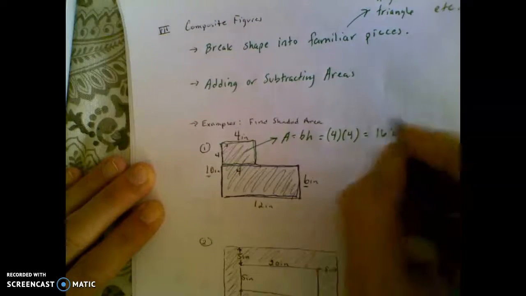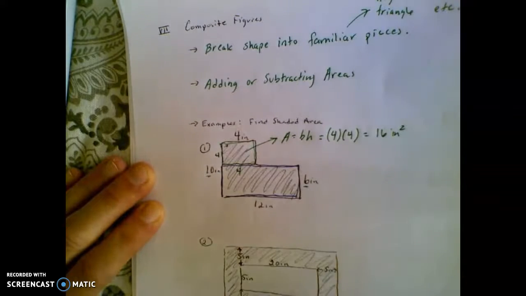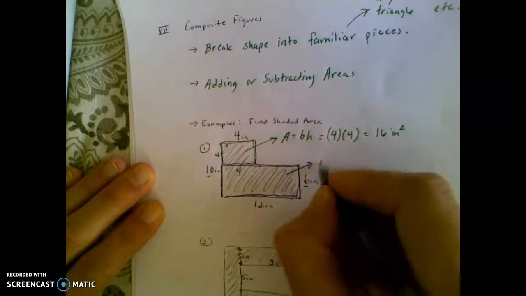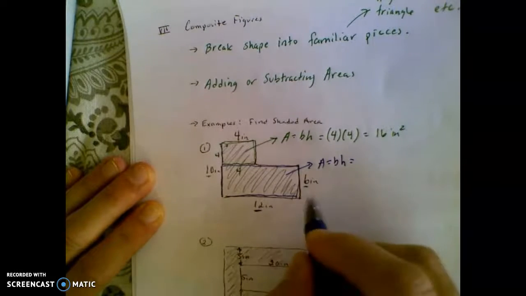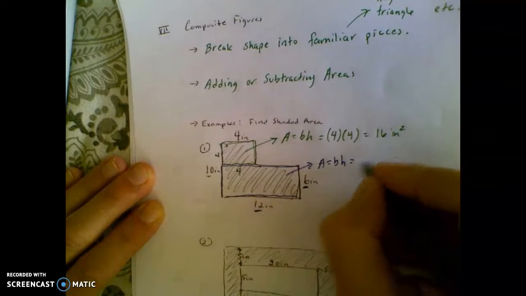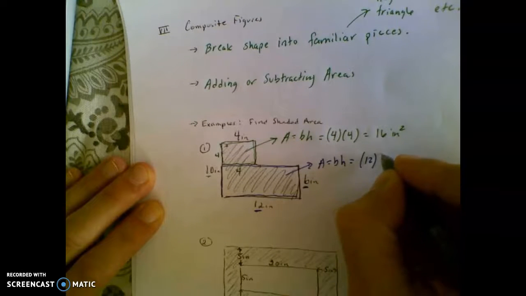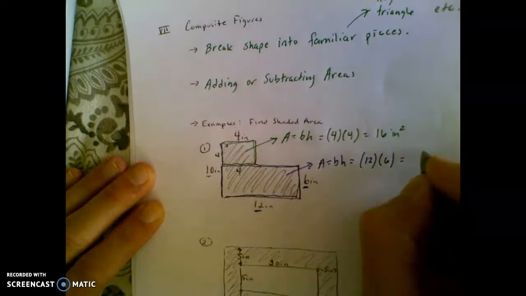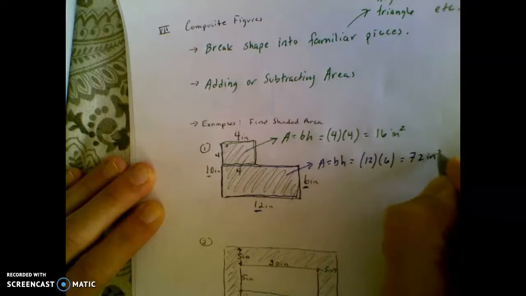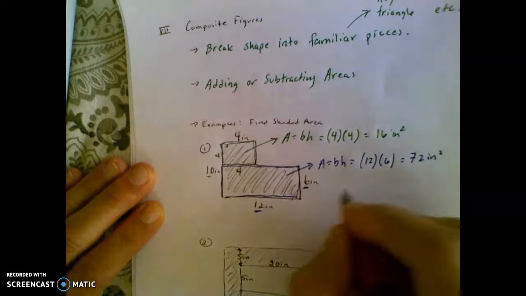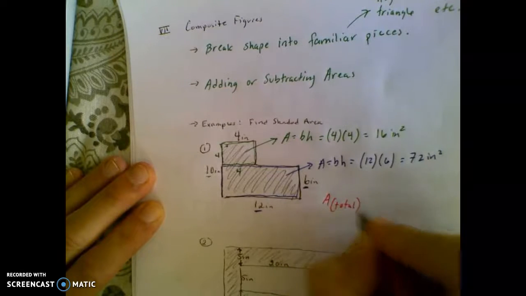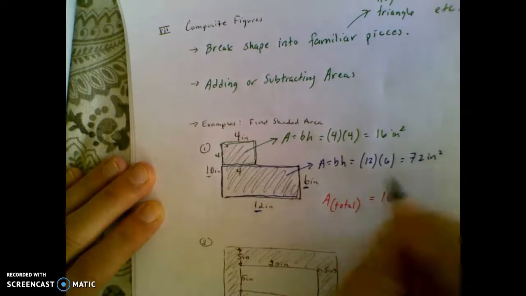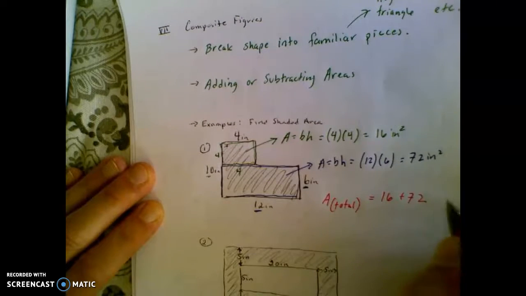And then the bottom rectangle, also use base times height. Again, this would be the base down here. The height would be that 6 now. So this would be 12 times 6, and that's equal to 72. So then the total area, and I'll write total here to let you know that I'm talking about the whole shape, is going to equal 16, which was the green one, plus 72, the blue one. And that's a grand total of what? 88 inches squared.